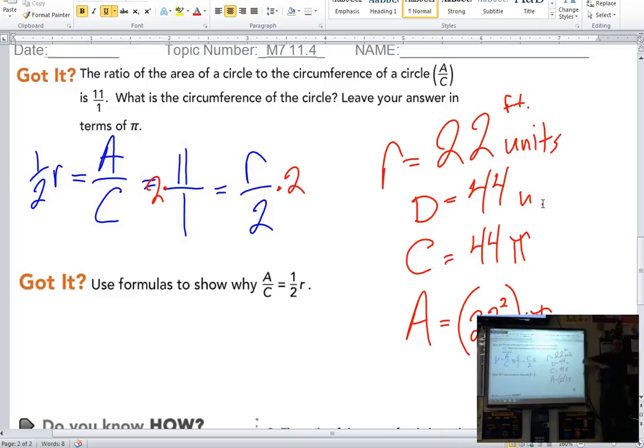The distance in it, this would be really big. 22 squared would be over 400 times pi. 484 pi. So yeah, that would be a very large amount of square feet in here. But that'd be like if you had a round room and you wanted to carpet it. What's the area of the round room?